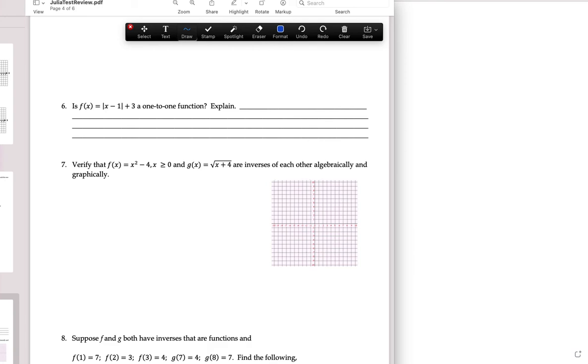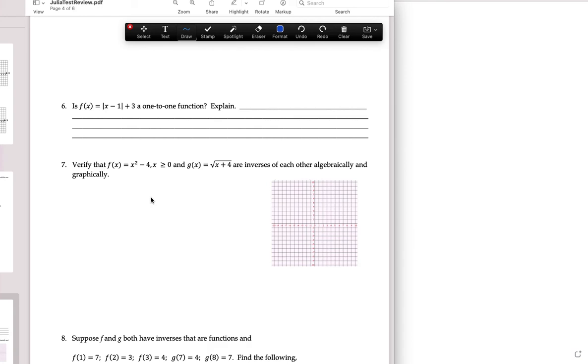Okay, now look here. You have an absolute value function. What does that look like when you graph it? It's like a V shape. Yes, so if it's a V shape, unless you say x is greater or equal to a certain number, look at 7. You see how a parabola doesn't pass the horizontal line test. But notice, look at number 7. It says x is greater or equal to 0, right? On the parabola. Yeah. So that makes it like half of the parabola, so it passes the horizontal line test.